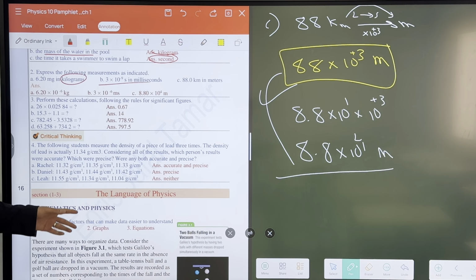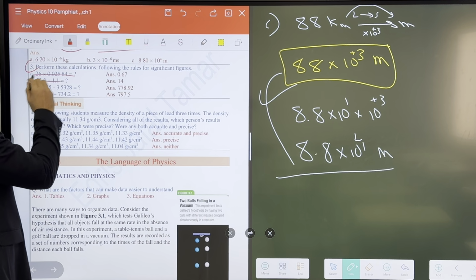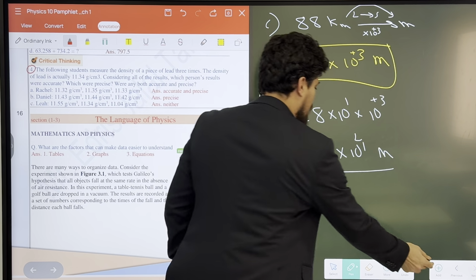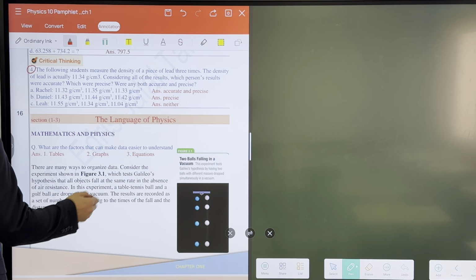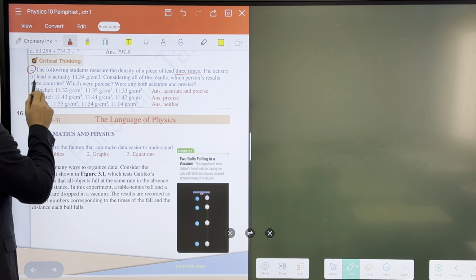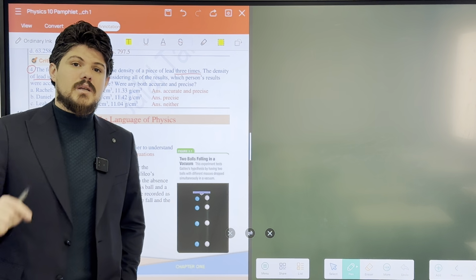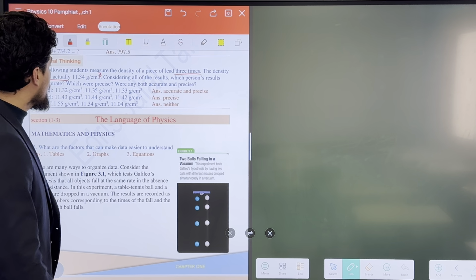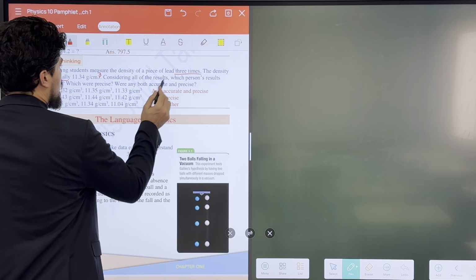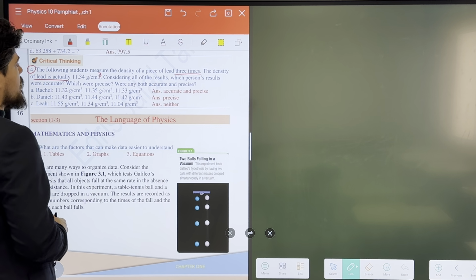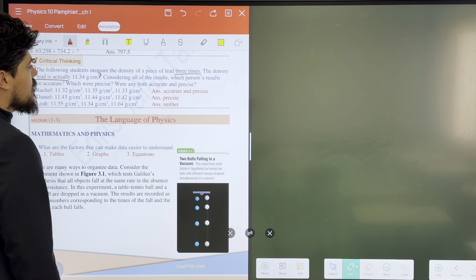Both are correct. And question 3, this is calculation. It's very easy, not necessary to solve. Question 4: the following students measured the density of a piece of lead 3 times. The density of the lead is actually 11.34 gram per centimeter cube. What is the real value of the density of this lead? 11.34 gram per centimeter cube. Considering all of these results, which person's results were accurate, which were precise, were any both accurate and precise?